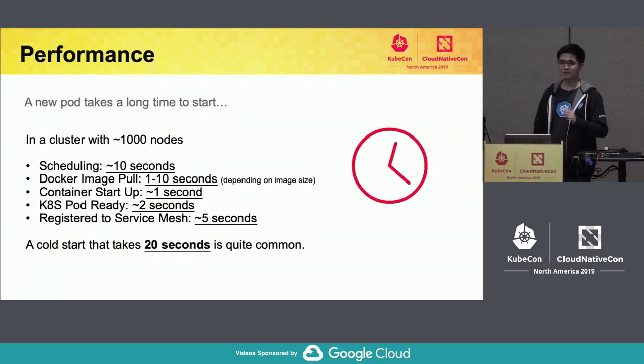First, let's talk about performance. As some of you may already know, when the Kubernetes cluster gets larger and larger, its performance deteriorates. I have done some tests. With a Kubernetes cluster of about 1,000 nodes, it actually takes a long time for the scheduling process to finish. On average, it would take about 10 seconds to schedule a pod to a node.